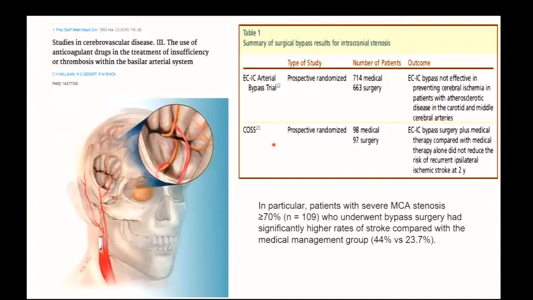I'm not sure why. In patients with severe MCA stenosis, more than 100 patients underwent bypass surgery and had a significantly higher rate of stroke compared with the medical management group. Like 44% had a complication with the STA-MCA surgery. So this is not acceptable, 44%.